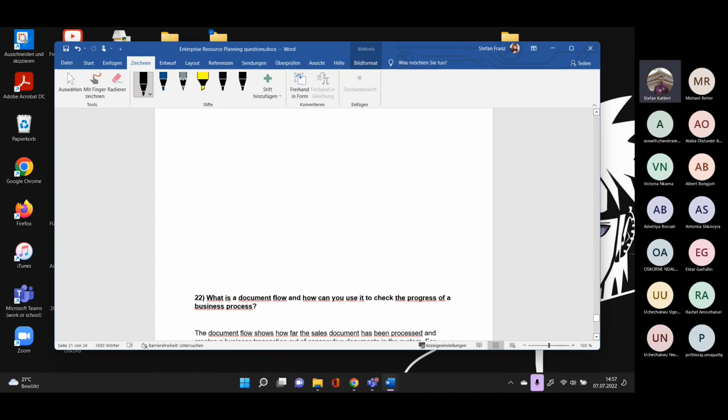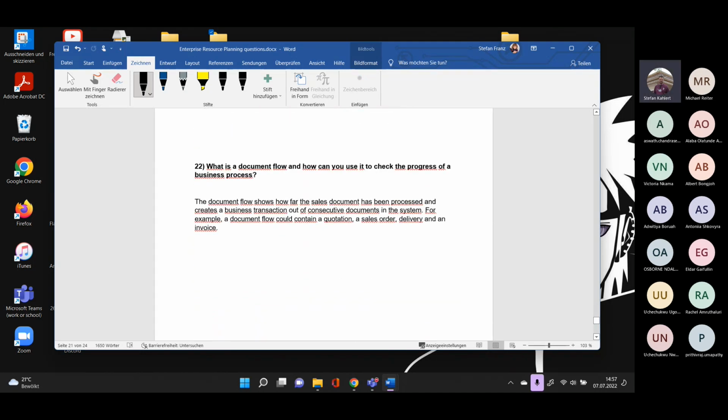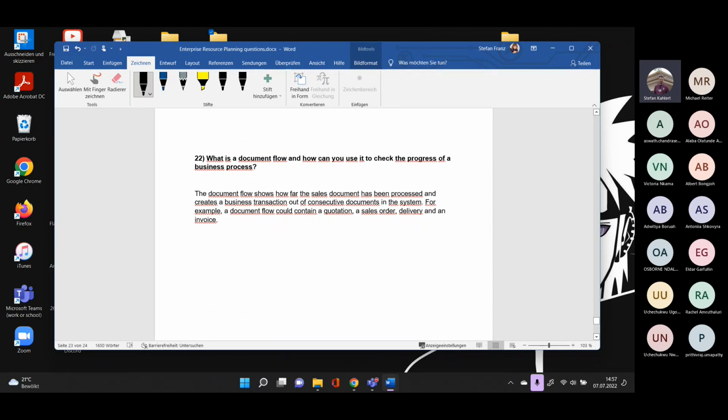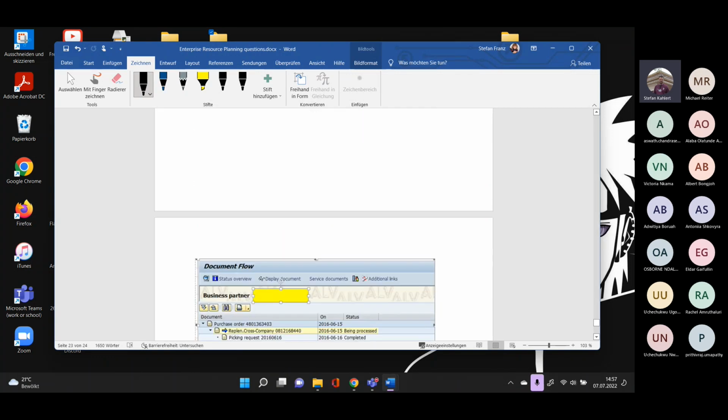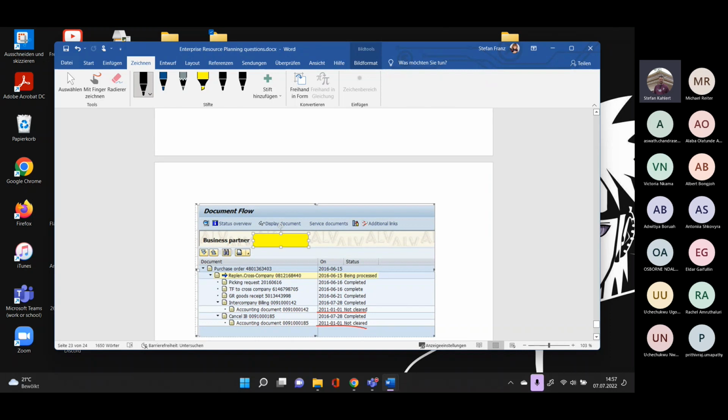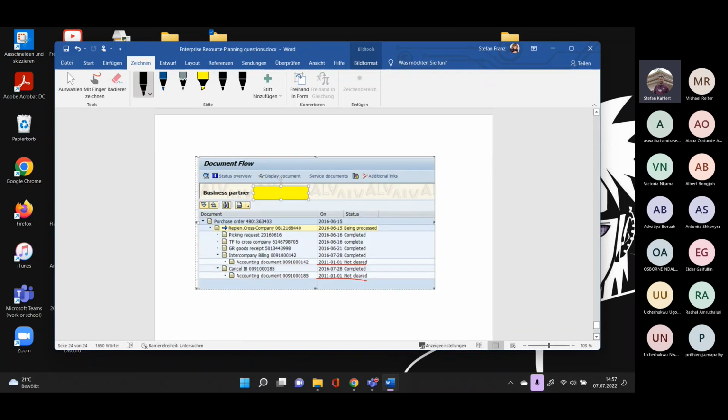But it's always the same logic. You buy something, you quote it, a client has an interest, asks for a quote, sends you a purchase order, it gets processed. You can see it in the system and you can check here the documents and you can see the whole process and the steps it has to do. Packing, cross-company, goods received, intercompany billing. And you see all steps that are completed. And if not, you see here, not cleared.